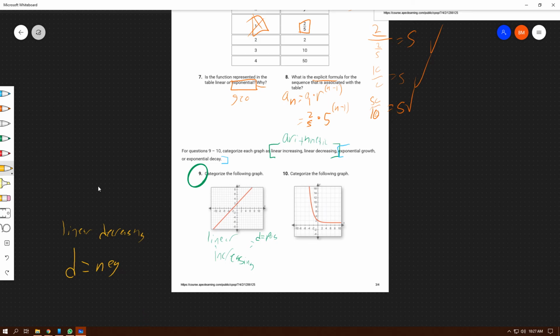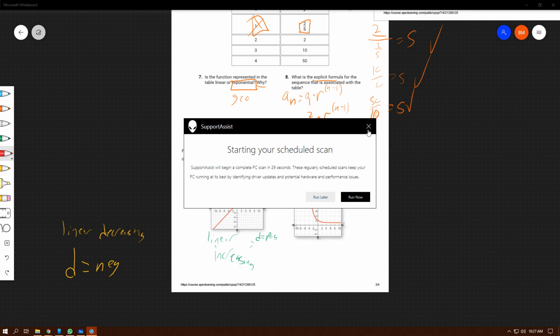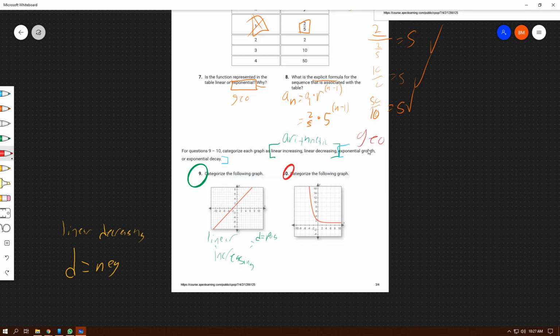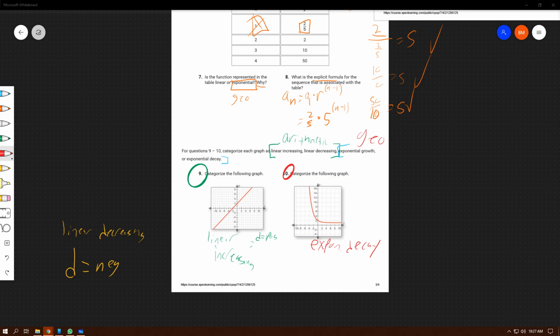All right. Now let's go to the exponential. Exponential is geometric. Now left to right, this is decreasing. This is exponential decay. Now, what you're looking for here for decay is, I think I have a better idea just to show this point.